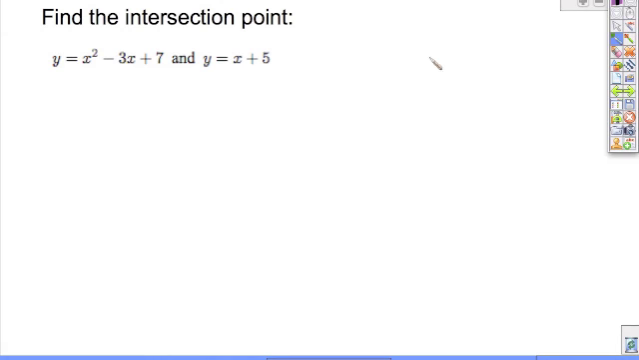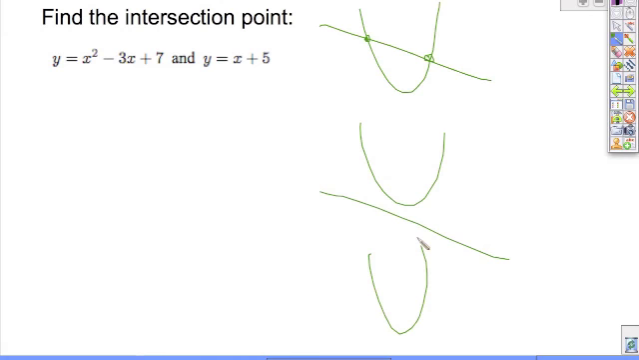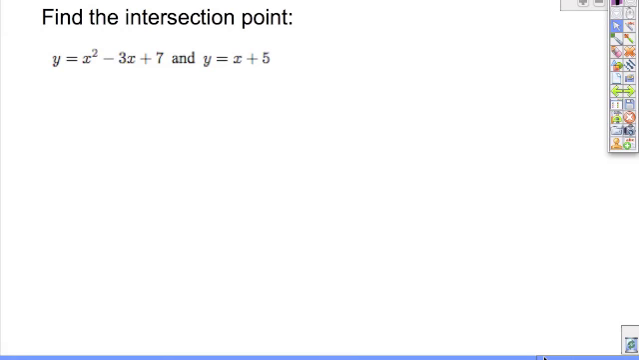Here we want the intersection point of two graphs, a parabola and a line. One situation we have is two intersection points, or we could have no intersection points, or we could have the situation where we get exactly one, meaning that the line is tangent to our parabola. But we don't know which it is. Either way, to find the intersection, we want to find out where they have the same ordered pair.